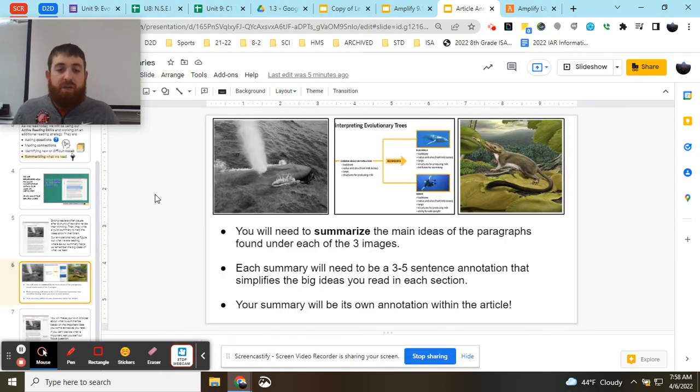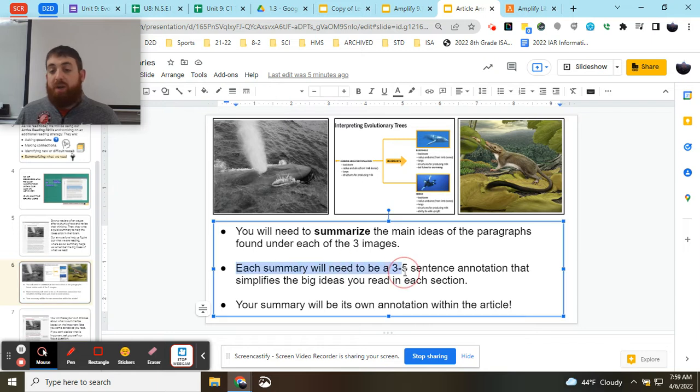What you're going to need to do is summarize the main ideas of the paragraphs found under each of the three images. We have three images in our article. One's of the whale, one's of this interpreting evolutionary tree, and one's of this little mouse creature here. And underneath each one will be a set of paragraphs. Your job is to summarize the main idea of all the paragraphs under the image. Each summary will need to be 3 to 5 sentences that you'll annotate and simplify the big ideas.